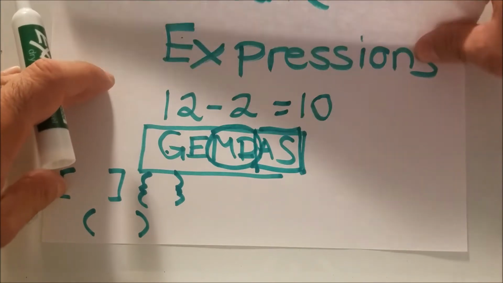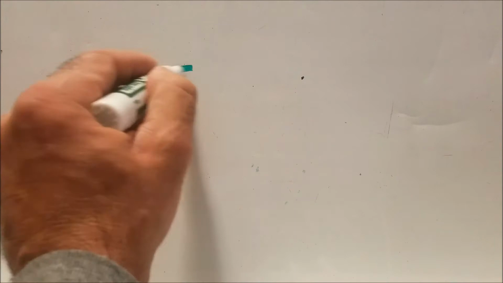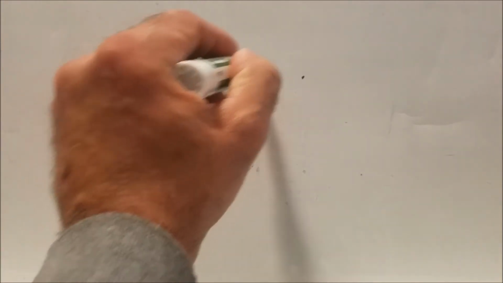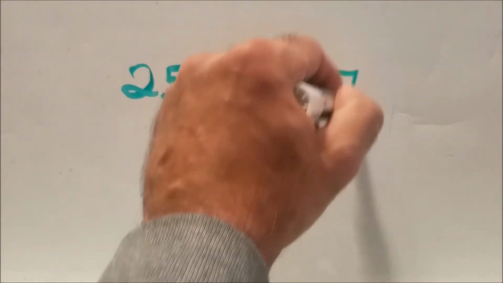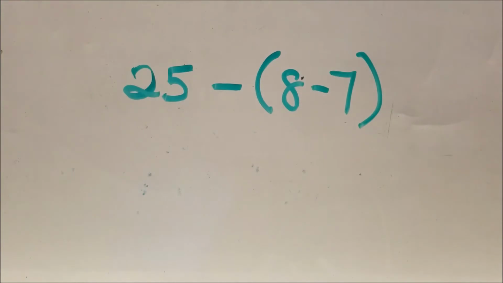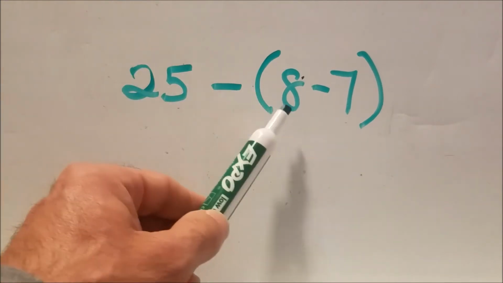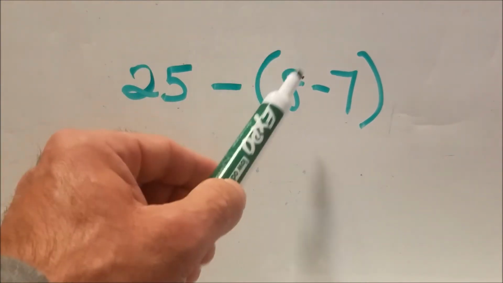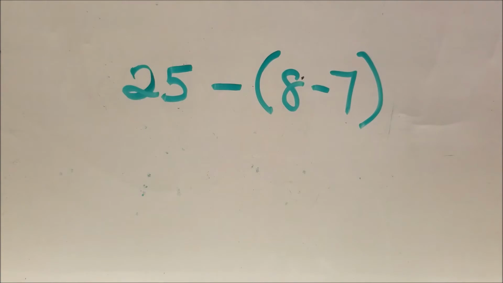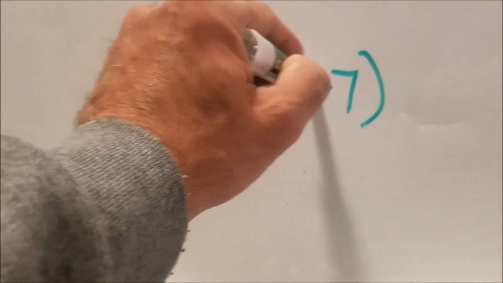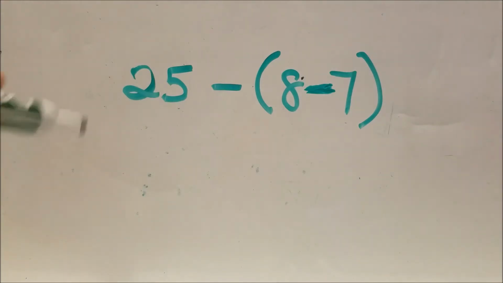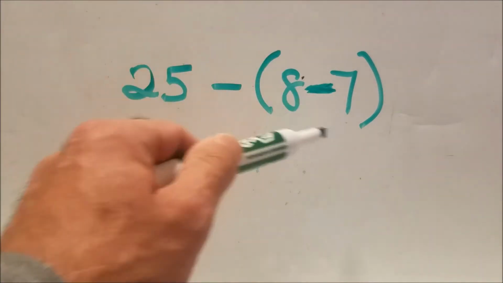So let's try one. What if I wrote 25 minus this? So how would we say this? Here we have the difference of 8 and 7. We could say 25 minus the difference of 8 and 7.